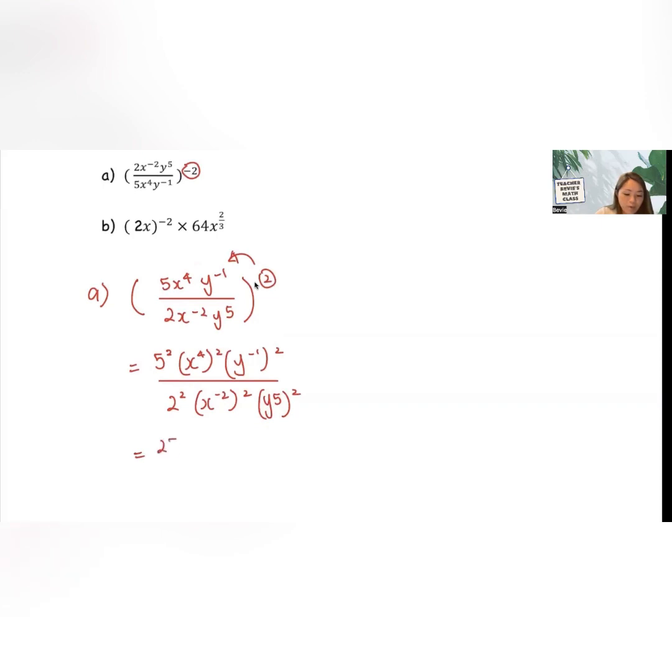So 5 squared is 25. x^4 to the power of 2, I'm using one of the laws of indices, which is (a^m)^n, which gives me a^(mn). All right, and this is 4 times 2, which is x^8, y^-1 times 2, which is y^-2, over 2 squared is 4, x^-2 times 2, it's x^-4, y^10.